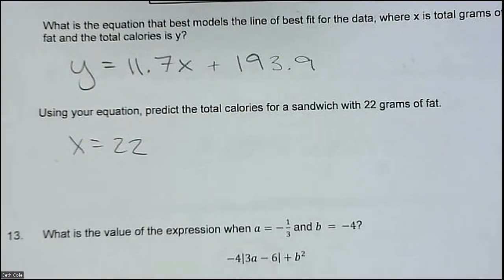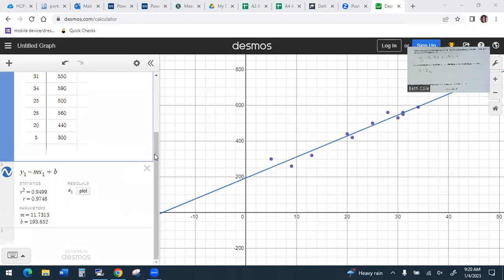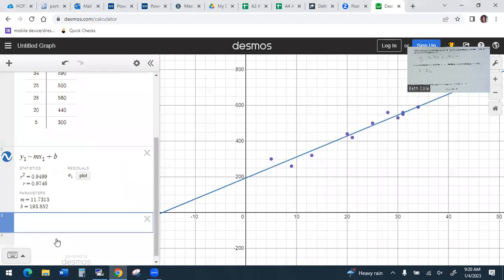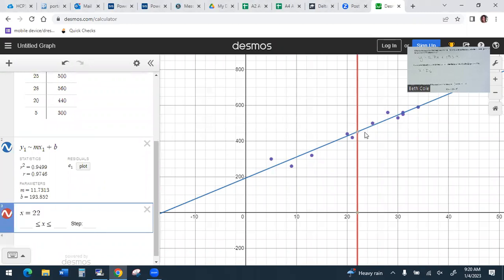So once again, you're not doing any work. The calculator's doing it for you. So go back to your calculator. Go down here, type it. Oh, you're already done with it. Hold on a second. x equals, what was it, 22? It'll put that line in, click on the intersection, and it'll even tell you 22 comma whatever. I got 451.9. Okay, thank you.